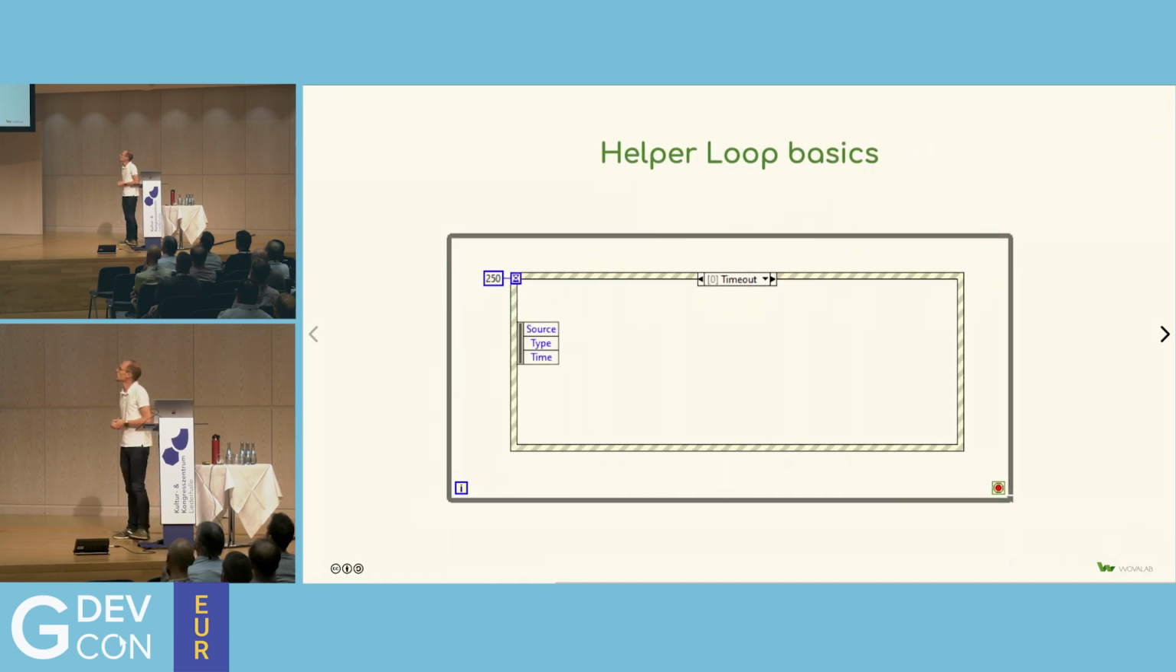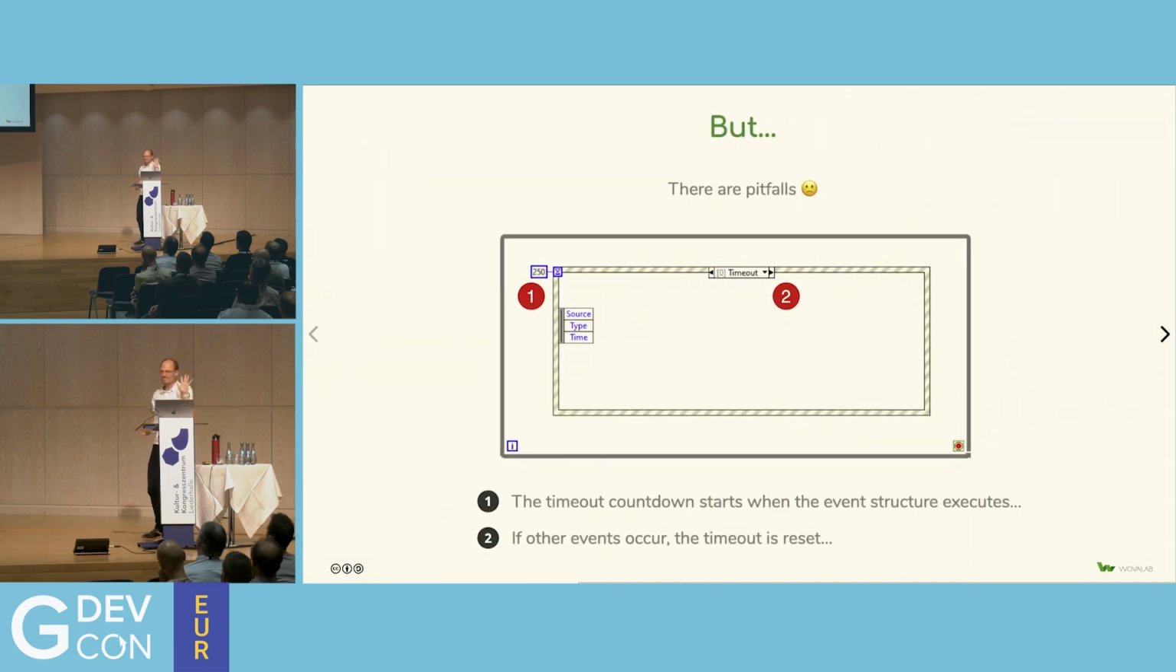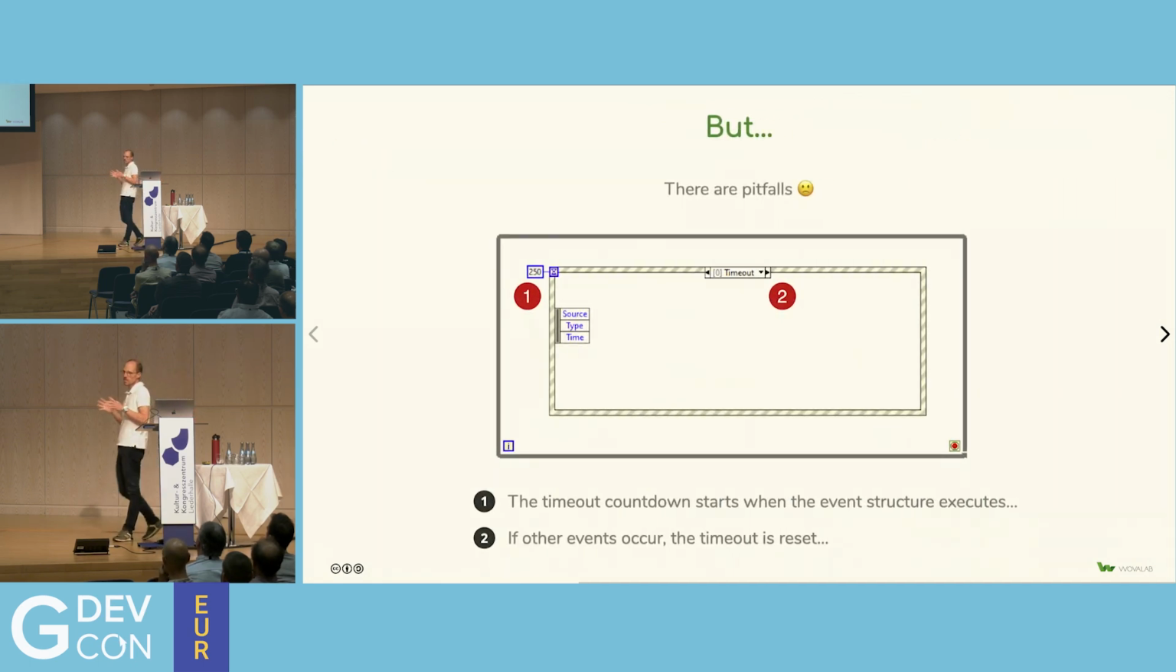What is a helper loop? Basically, it's a while loop, an event structure with the timeout case, and you set the timeout value with a constant, and the code is going to execute the timeout every 250 milliseconds in these examples. But there are pitfalls, and you need to know them if you want to execute your code periodically correctly.